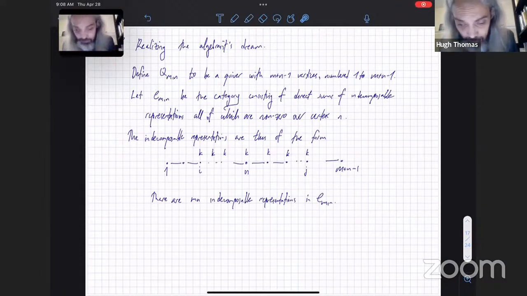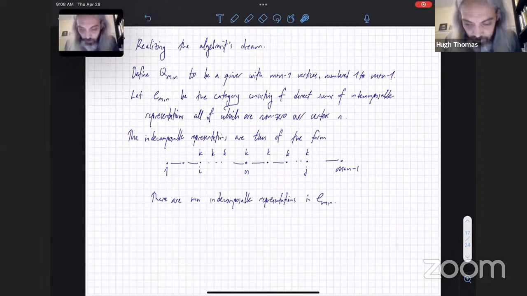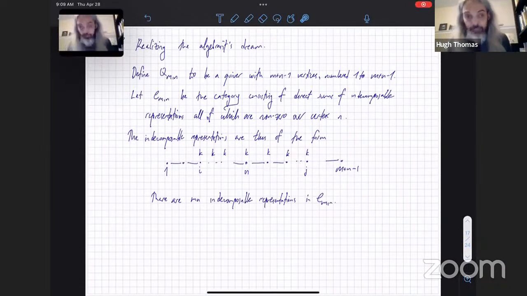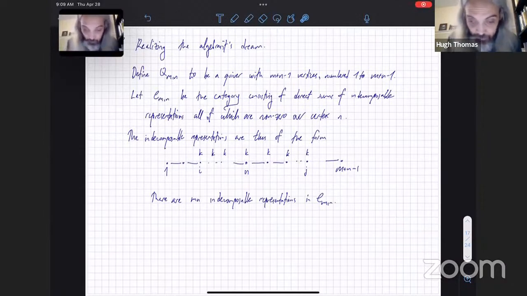So we're going to take a subcategory. The subcategory we're going to take is direct sums of indecomposable representations, all of which are non-zero over some particular fixed vertex. So what we're doing is we're choosing a subpath where the left-hand endpoint is somewhere between 1 and n, and the right-hand endpoint is somewhere between n and m plus n minus 1. As a result, there's n many choices for the left endpoint and m many for the right endpoint. So we have m times n many indecomposable representations.